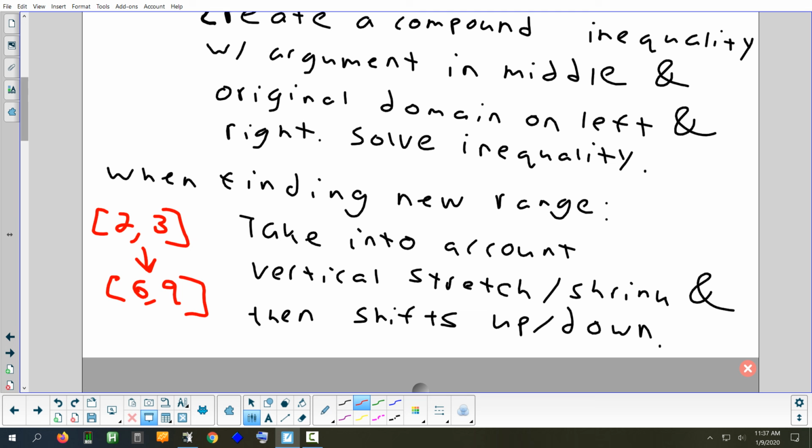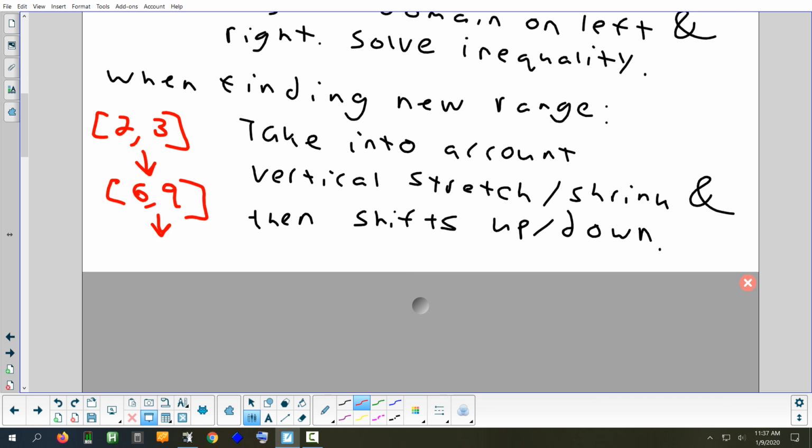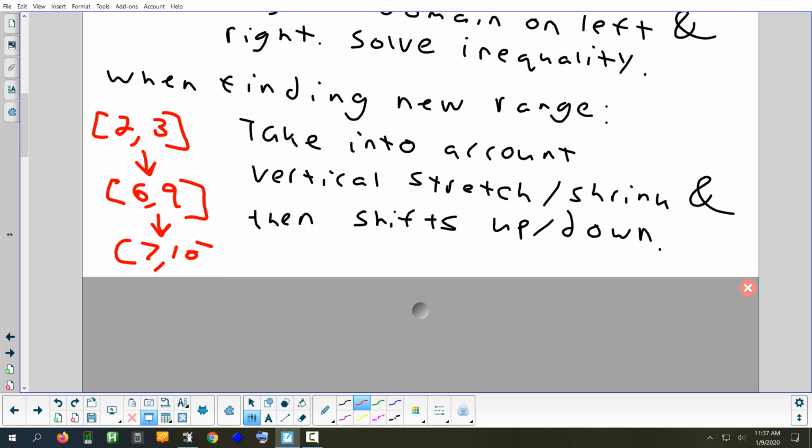And now, what if you did a shift up 1? It would be from 7 to 10. Shift up, because if you shift up, everything moves together, right? The lower part and the upper part, it all sticks together. So if you shift 6, 9 up 1, now you're at 7, 10. You get a new minimum and a new maximum in your range. Okay, so that's how you would handle the range.